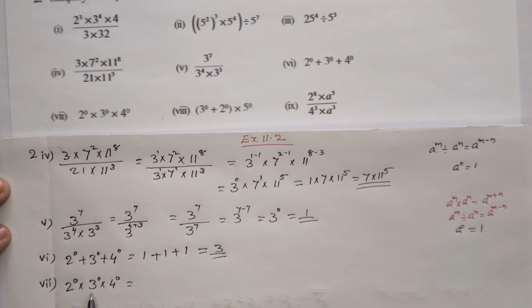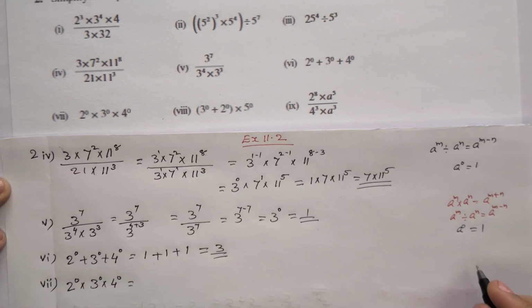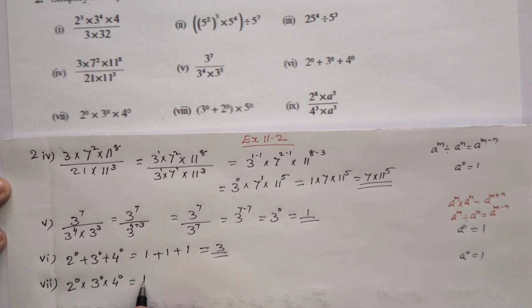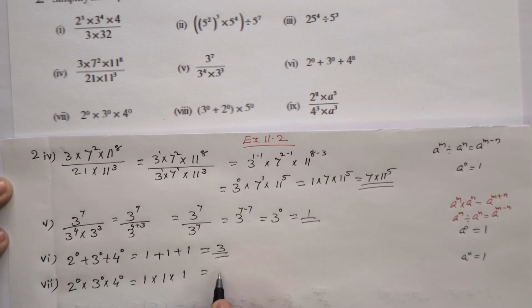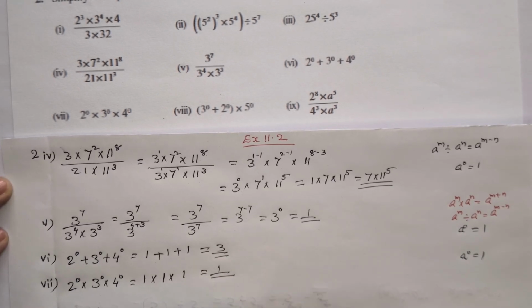Next one is 2 raised to 0 into 3 raised to 0 into 4 raised to 0. So same rule, a raised to 0 is equal to 1. So 2 raised to 0 is 1, that into 3 raised to 0, 1, into 4 raised to 0, 1. So 1 into 1 into 1 is equal to 1.